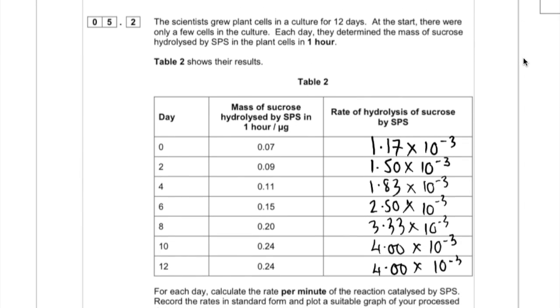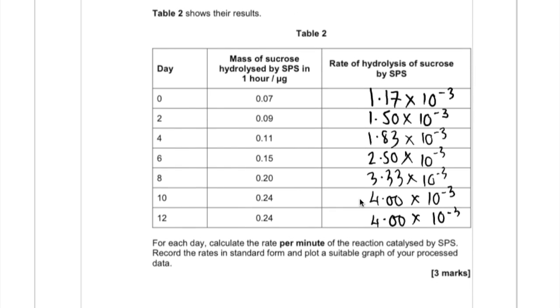Okay, the next part. The scientists grew plant cells in a culture for 12 days. At the start, there are only a few cells. Then each day, they determined the mass of sucrose hydrolyzed by SPS in the plant cells in 1 hour, and they've given you the results. And they've asked you to calculate the rate per minute of this reaction, record these in standard form, and then plot a graph. So there's quite a lot to do here for just 3 marks.